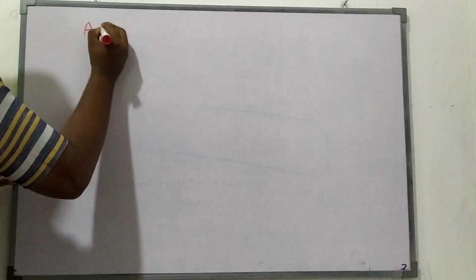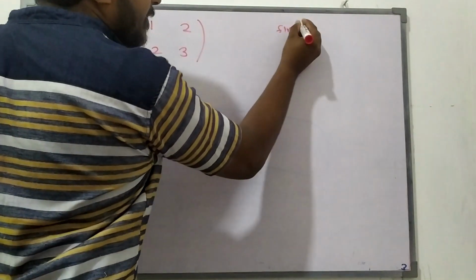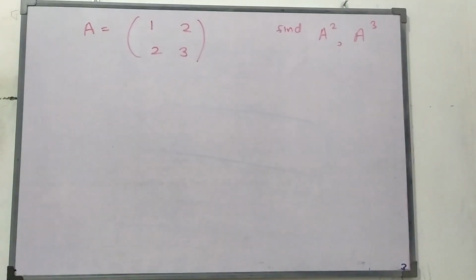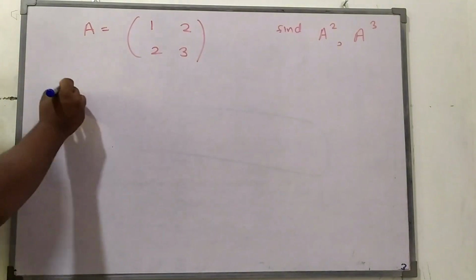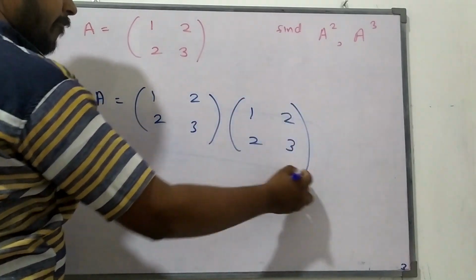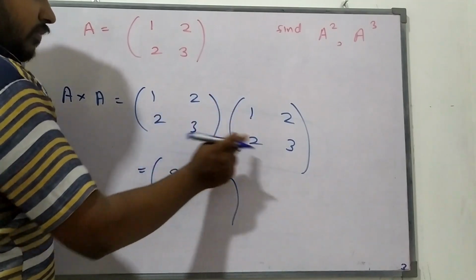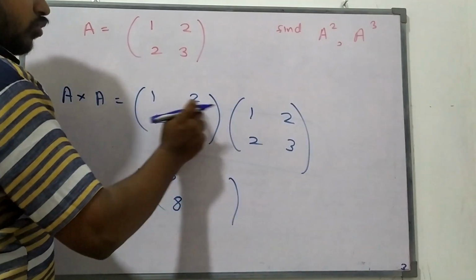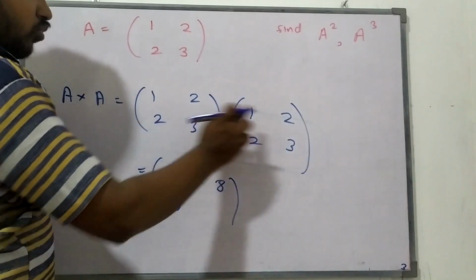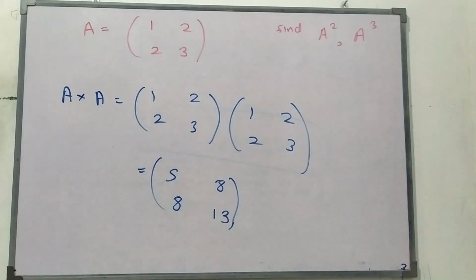Okay, let's do an example. Assume you have a capital A matrix, so it's 1, 2, 2, 3. Find A square and A cube. So how to find this? First, A square means A into A. A is multiplied with its own matrix. So 1, 2, 2, 3 into 1, 2, 2, 3 gives 5, 8, 8, 13. This is done.